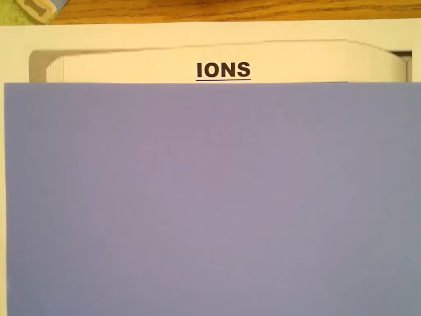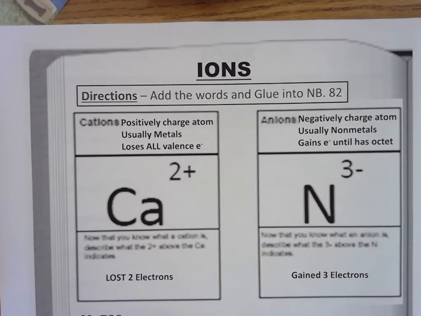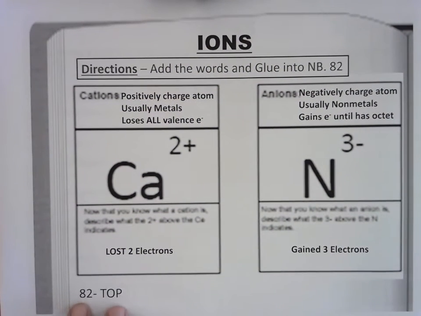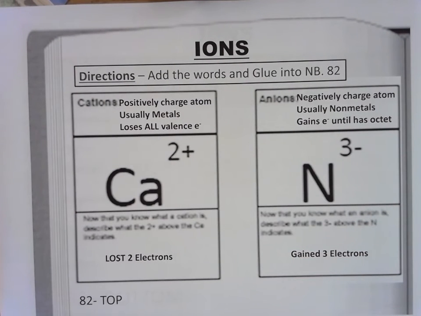In this video, we're going to talk about forming ions. On the top of page 82, you should have this piece of paper cut and glued, and then I want you to add these words to each of these. You might want to write them in color or to highlight them. So this information right here is going to tell you how to create ions.